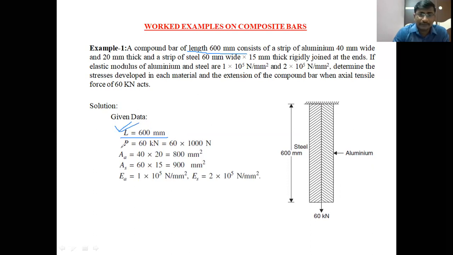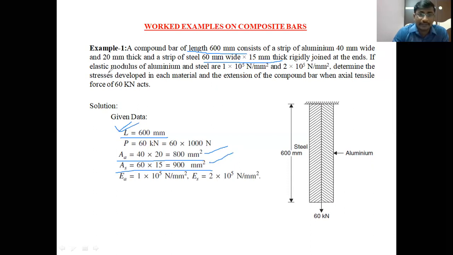And the strip aluminum 40 mm wide. Let us calculate from those data: 40 into 20, that is the cross-sectional area of the aluminum, 800 mm square. Similarly, cross-sectional area of the steel is 60 into 15. This is also given in the problem: 60 wide, 15 mm thick for steel material. 60 into 15 is 900 mm square, the cross-sectional area of the steel material.